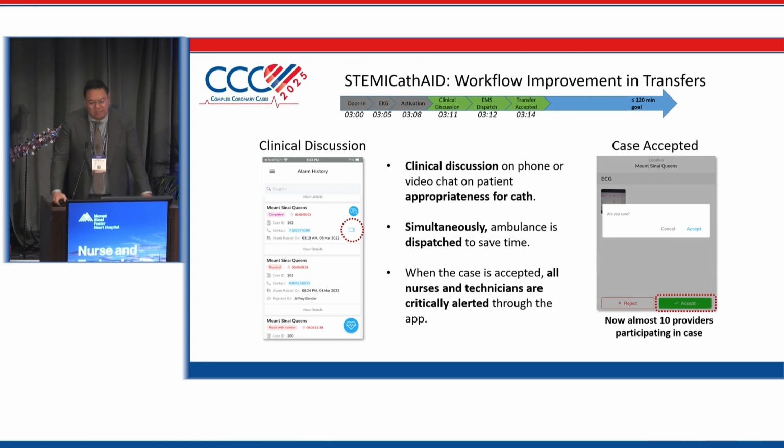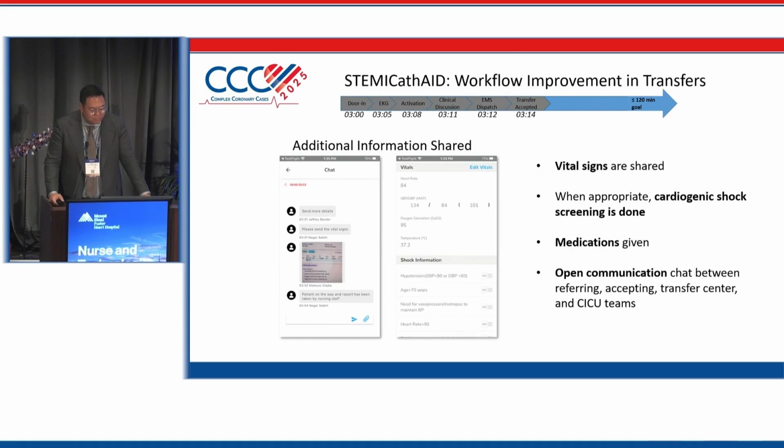Once this case is accepted to bring to the cath lab, there's a single one-press button that notifies the entire clinical team with a critical alert. No calling, no paging, everyone gets the notification. Now that everyone's in the loop, the vital signs are shared, shock screening is done, and what medications are given can be communicated to the team. Now we have an open communication between the referring teams, accepting teams, transfer center, and the CICU.